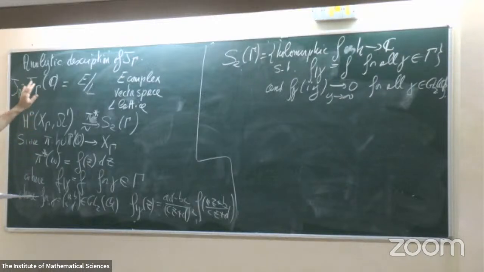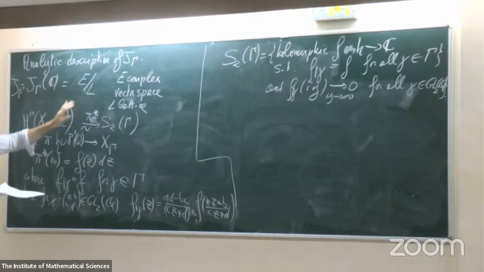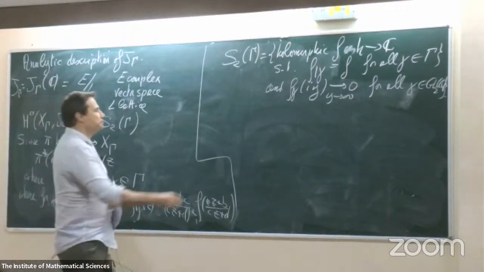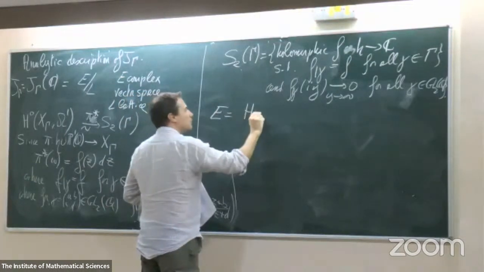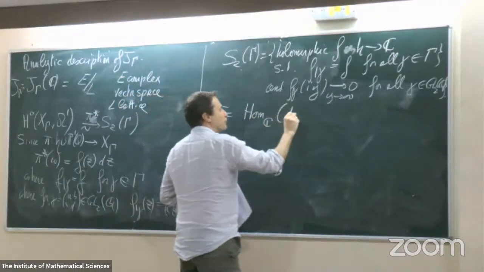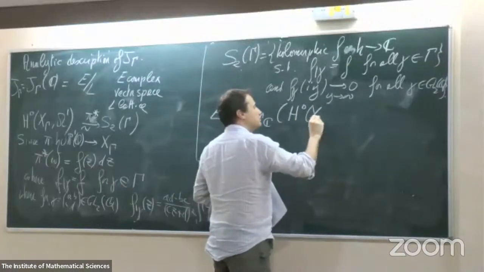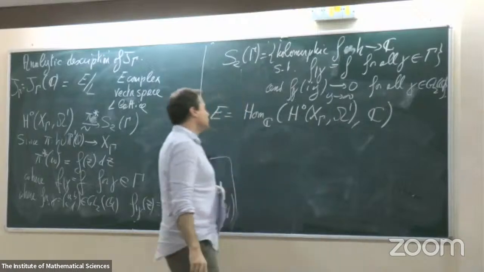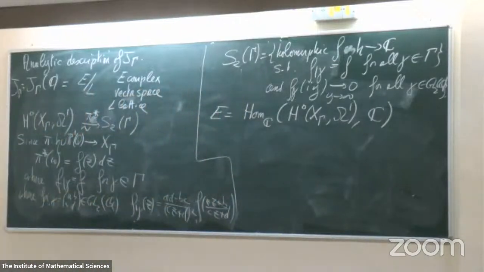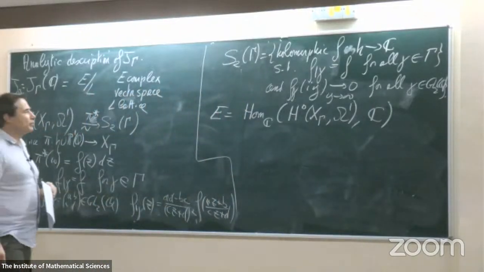So now let's go back to the analytic description of the Jacobian. What is E and what is L? So E is a dual of the space of holomorphic differential forms. And L is described as follows.